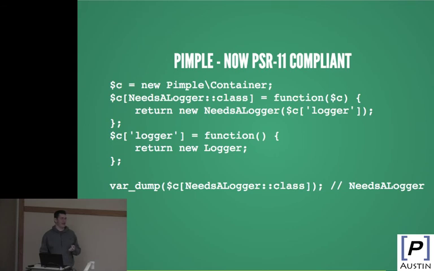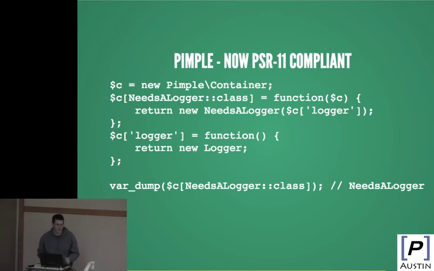And objects by default, services that are dependencies like that, are only instantiated once. It caches them for the rest of the request or the run of the command line utility or what have you. You can override that behavior, but that's your default.